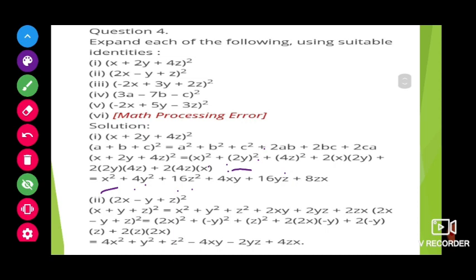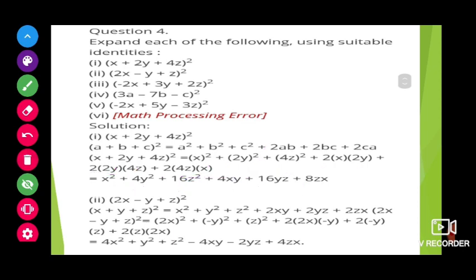Next 2 into x into 2y. 2 2s are 4xy. Next 2 into 2y into 4z. 2 2s are 4, 4 4s are 16yz. Next 2 into 4z into x. 2 4s are 8zx.